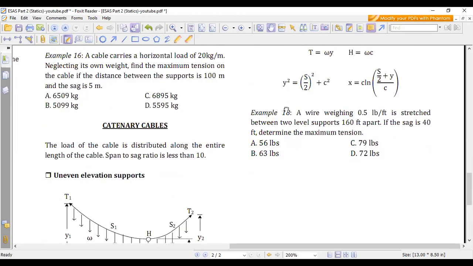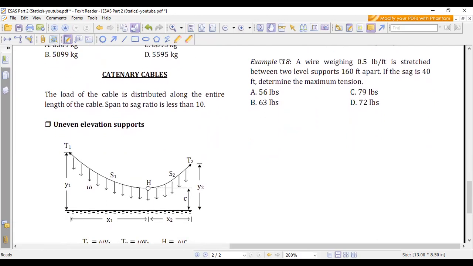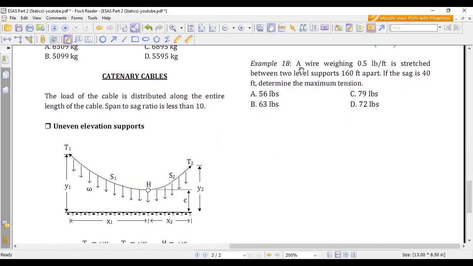Okay, so we have here example number 18. A wire weighing 0.5 pound per foot is stretched between two level supports. So it's the weight of the wire, therefore it's a catenary. The sag is 40 feet. Determine the maximum tension.